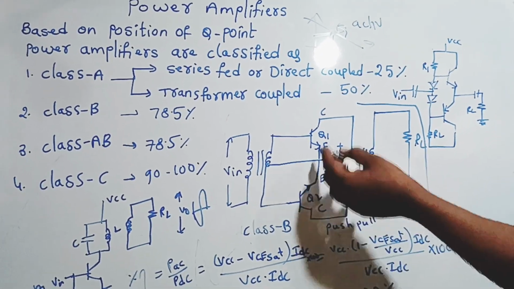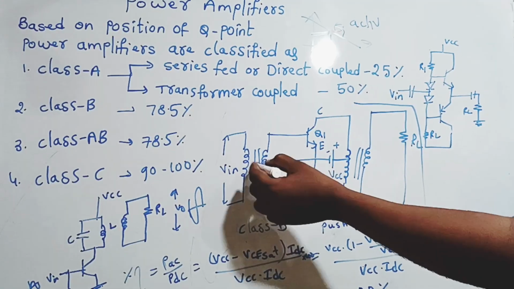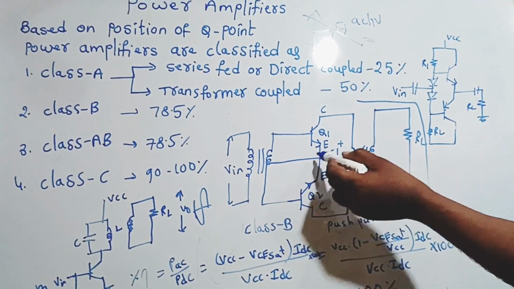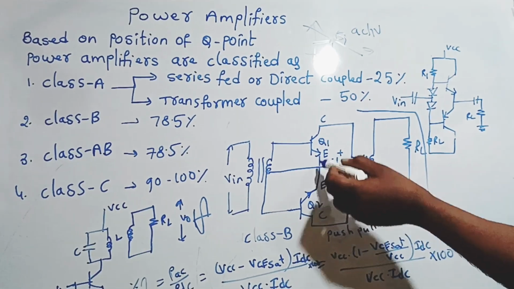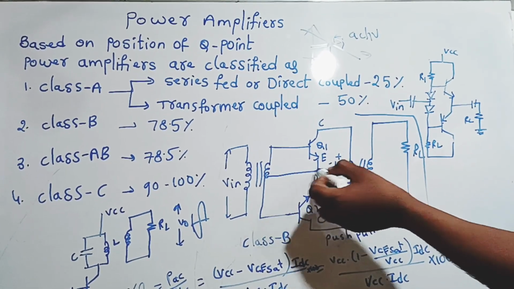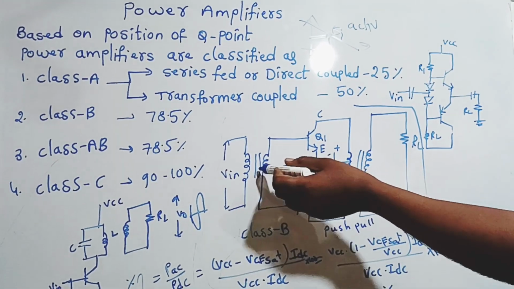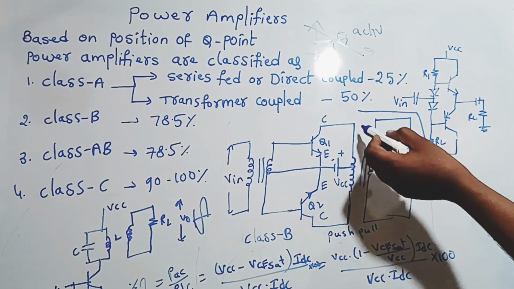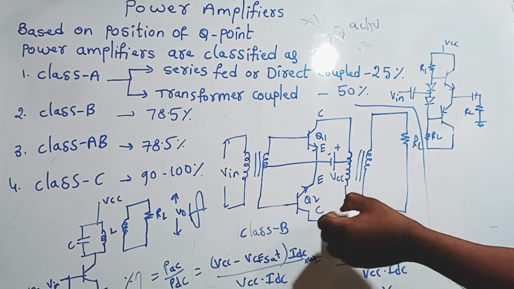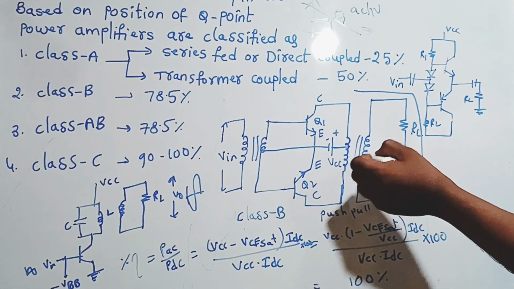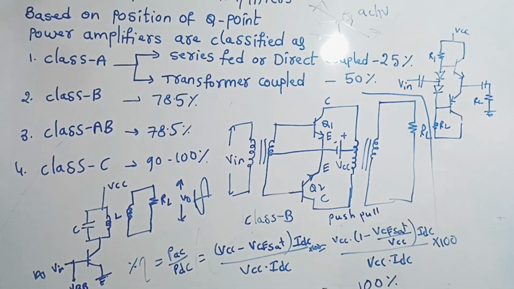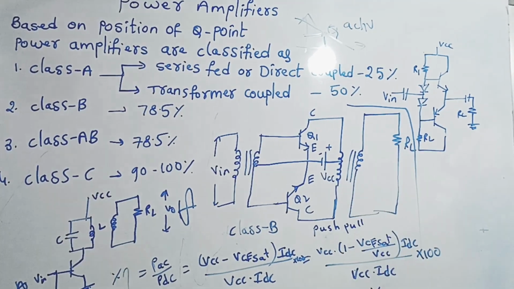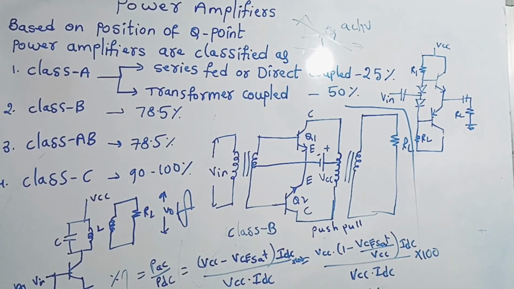In this class B power amplifier, you see the input transformer and output transformer, and both emitters are connected together. We are using two transistors, Q1 and Q2. Both transistors are connected together, and here we are giving the supply in between the two transformers, the input transformer and the output transformer. The two collectors are connected to the primary of the output transformer, and across the load resistor we are taking the output. This is the class B push pull amplifier.